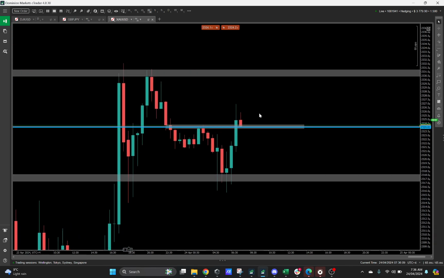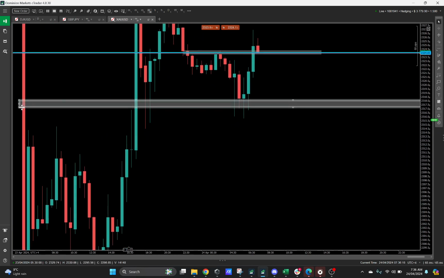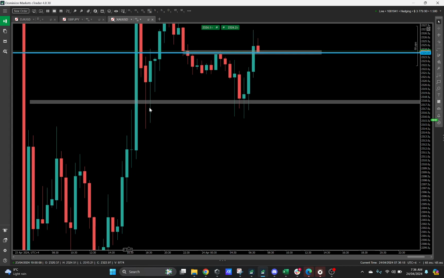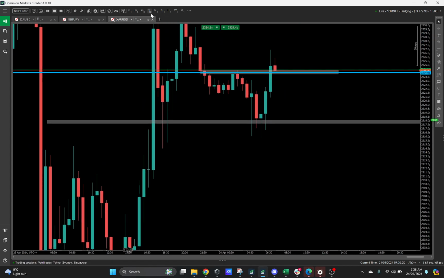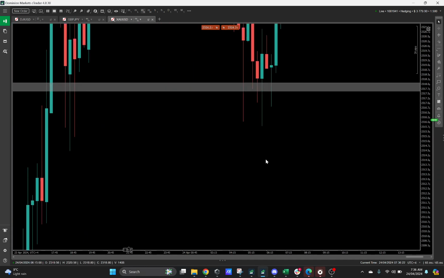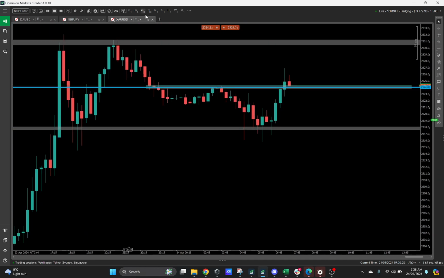But for buys, I want price to be above 2324. So in pre-London, we can continue pushing up. Now, if we're looking at it from a selling perspective, I want to take a look at these wicks here to the left-hand side. Let's take a look on the 15-minute. Okay, yeah, these are basically wicks.